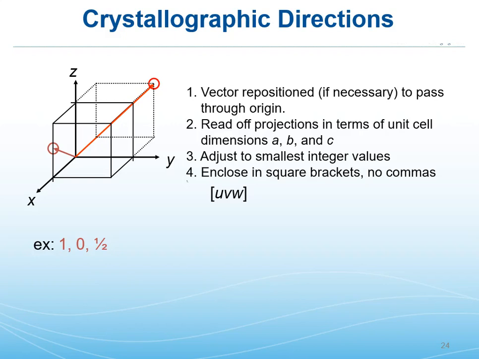So here's an example. 1, 0, 1/2. That's a vector, and you can see it indicated with the little pink vector with a circle at the end of it. It's pointing 1 lattice parameter in the x direction, none in the y, and 1/2 in the z. So I would normalize that by dividing through by 1/2, so everything's an integer, and I would express that vector direction as 2, 0, 1, but I would take out the commas and put square brackets. So that is a [201] direction.